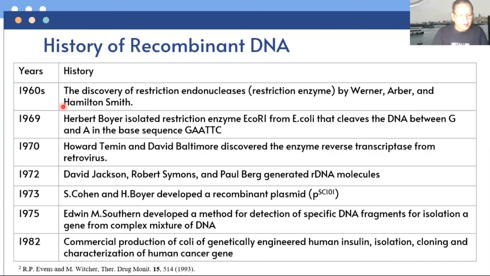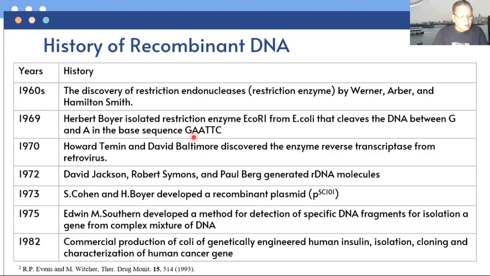The restriction enzymes were discovered in microorganisms. These enzymes protect the host cell from bacteriophage. The restriction enzymes are described in the preceding section. Then in 1969, Herbert Boyer isolated the restriction enzyme EcoRI from E. coli that cleaves the DNA between G and A in the base sequence GAATTC.